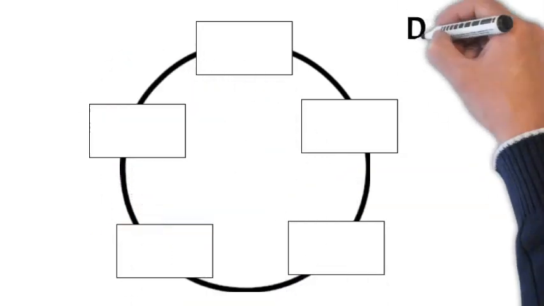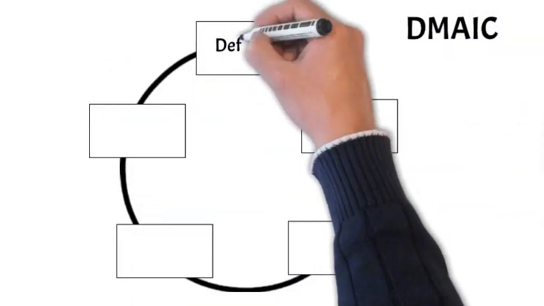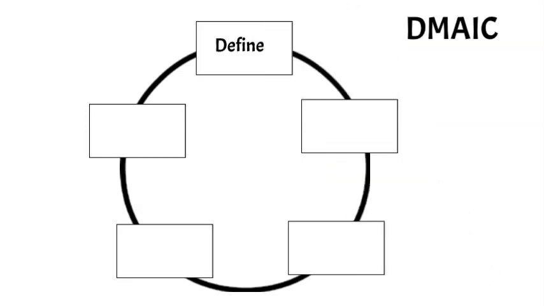The D represents the first step, define. It focuses on uncovering and documenting the root source of the problem, not its symptoms. The second step, M, is to measure the problem by collecting data so that we have a precise and accurate description of what currently exists and establish a realistic target for what can be accomplished.